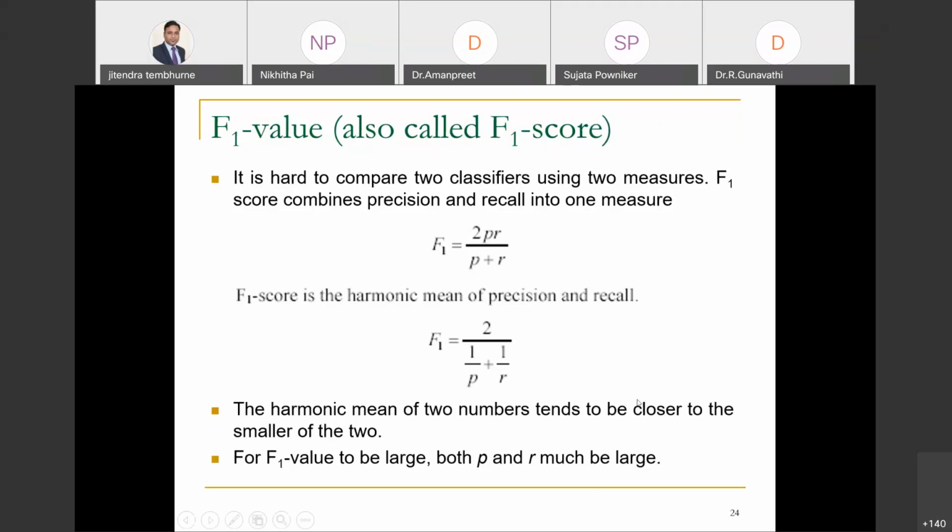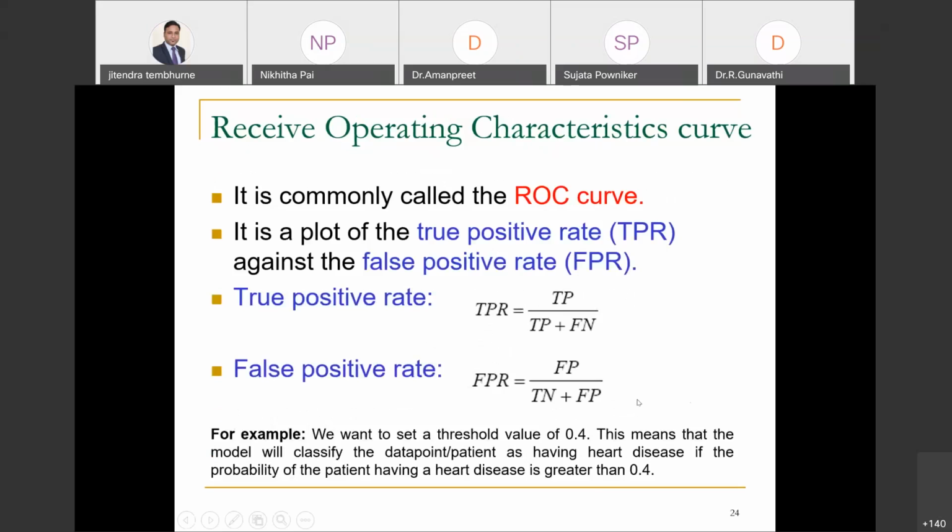Now moving further, we have another measure, called the receiver operating characteristic curve. The use of this particular curve, the ROC curve, is generally plotted.